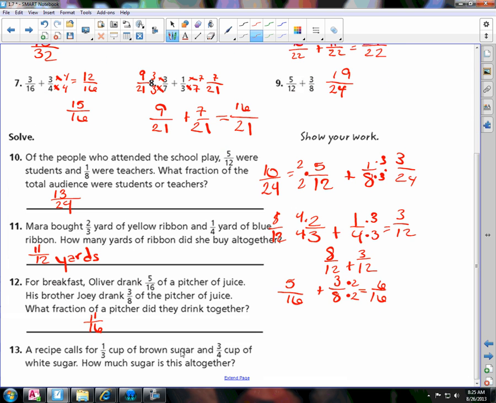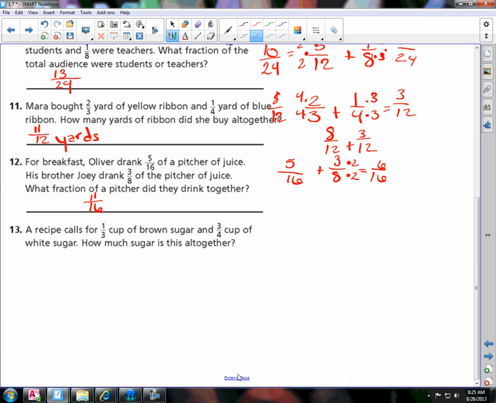A recipe calls for 1/3 cup of brown sugar and 3/4 cup of white sugar. How much sugar altogether? Why don't you guys pause the video and work this one out? We've got 1/3 plus 3/4. Okay, pause, find that common denominator, and then come back and check your answer. Okay. Welcome back. If you guys figured this out, you multiply and get 12 as my common denominator. Okay, 9 12ths, and we're going to take the third, we're going to multiply that by 4. We're going to get 4 12ths.